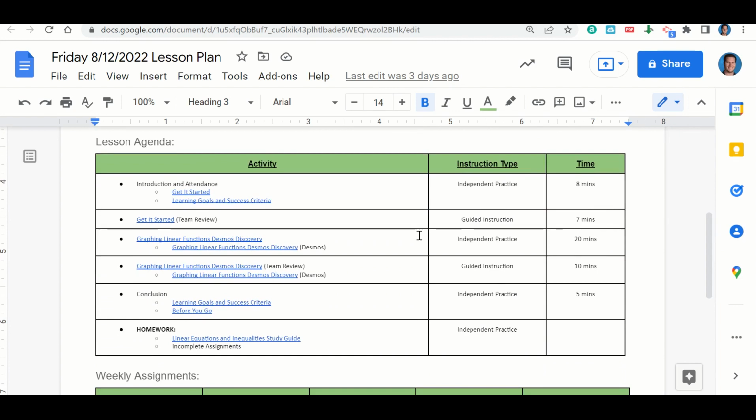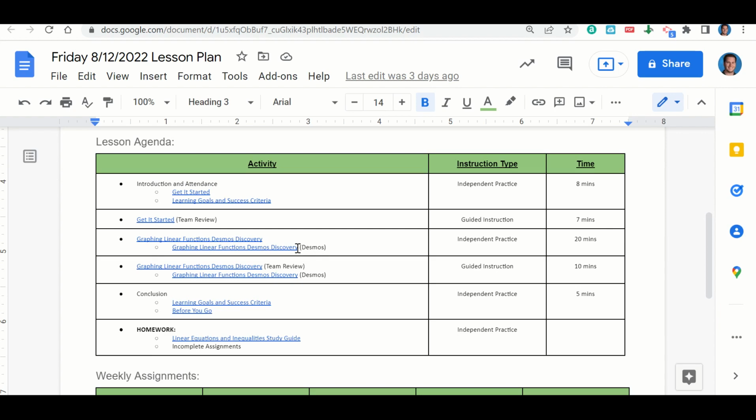Now let's take a look at our agenda for today. We'll begin our lesson by going over the learning goals and success criteria. And while we do that, you'll fill out your Get It Started. Once you're done with your Get It Started, we'll go over it together and answer any questions that you may have. Then after that, we'll get into the Graphing Linear Functions Desmos Discovery activity, which is on Desmos.